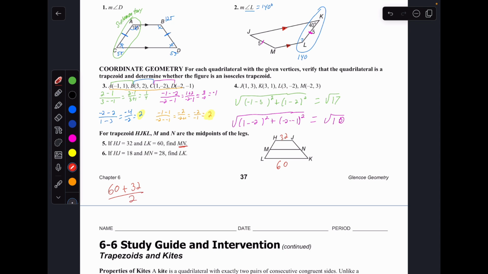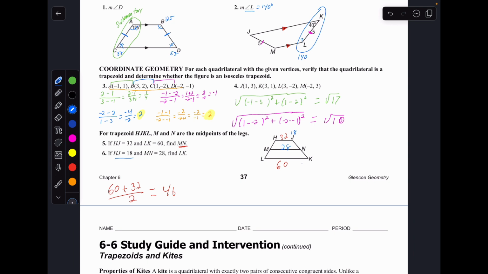And divide by 2. Okay? And that is going to give me the distance from M to N. And that distance is 46. Now the other one might be a little bit trickier, because on this one, HJ is 18. Okay? MN is 28. So they want to know the distance of LK.